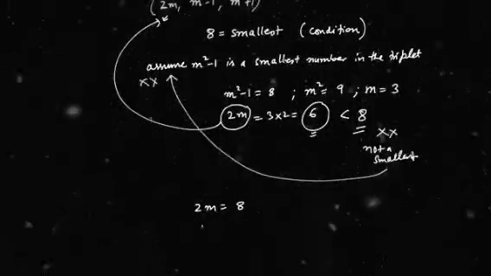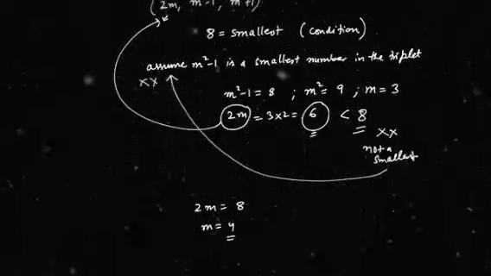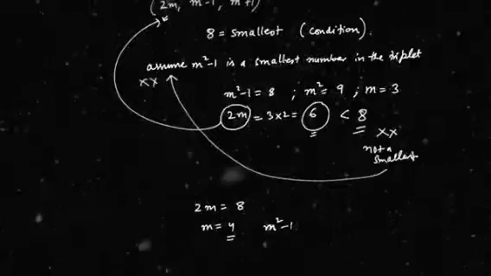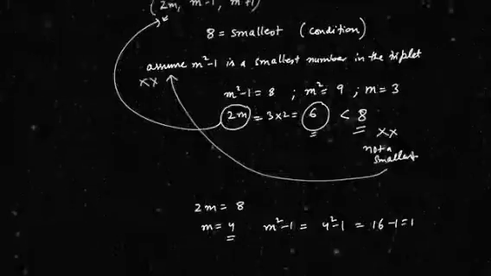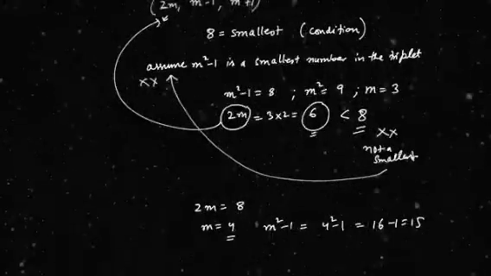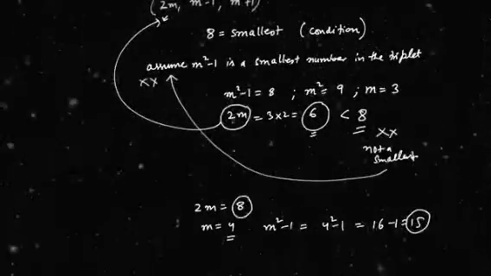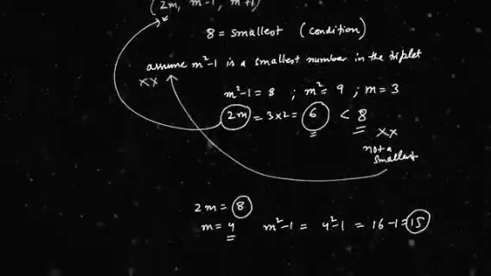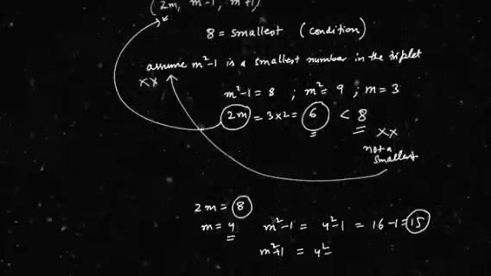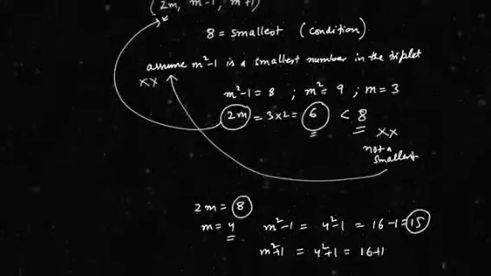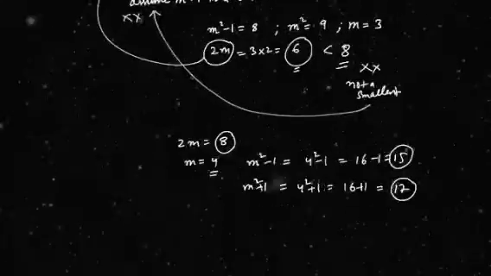So if 2m is 8, the value of m will be equal to 4, right? So if m is equal to 4, let's find m square minus 1. It will be equal to 4 square minus 1, 16 minus 1, that is 15. It means that now our assumption is correct, as 15 is greater than 8. So one number we got is 15, the other number is 8. Let's find the third number. So the third number will be 4 square plus 1, so 16 plus 1, 17. So this is our longest side.